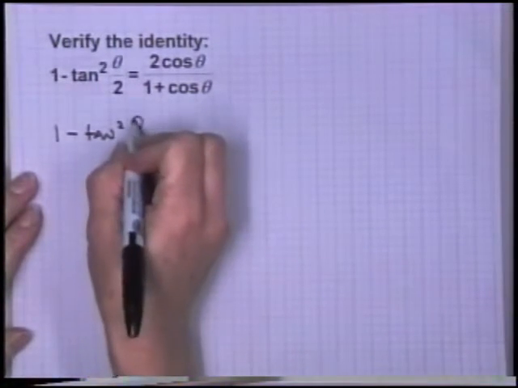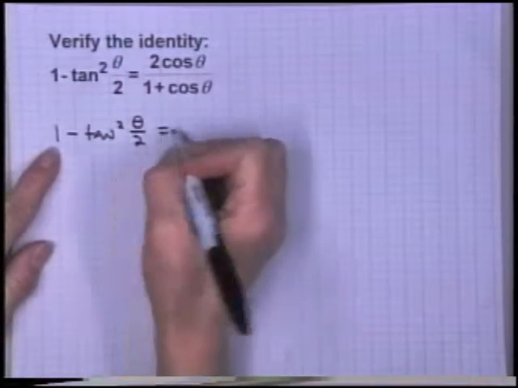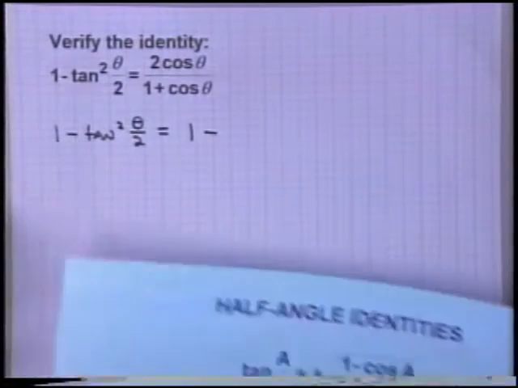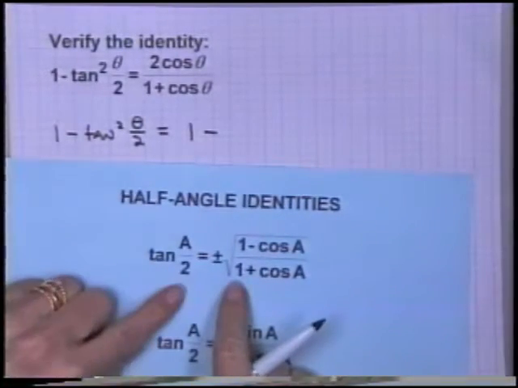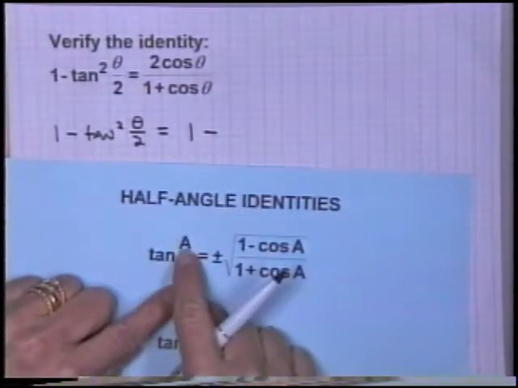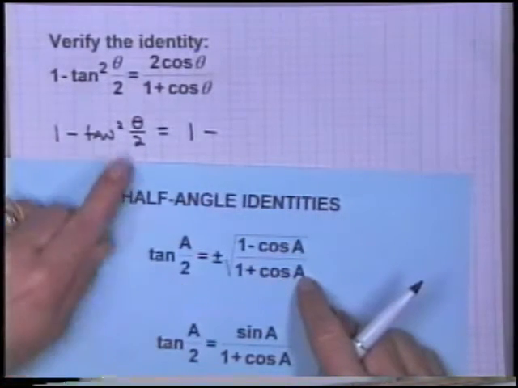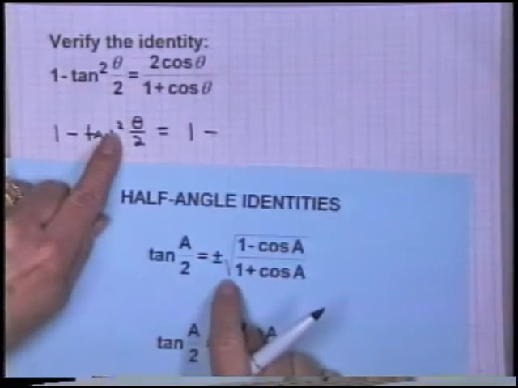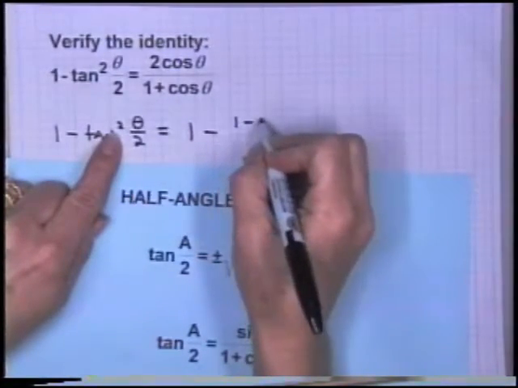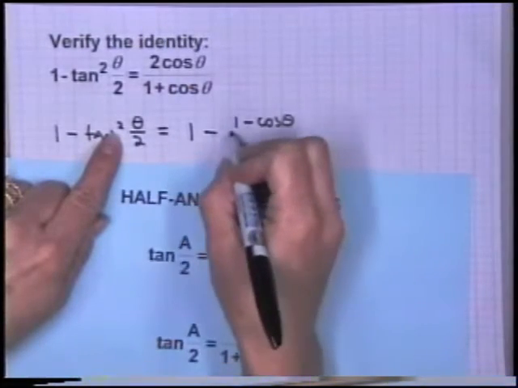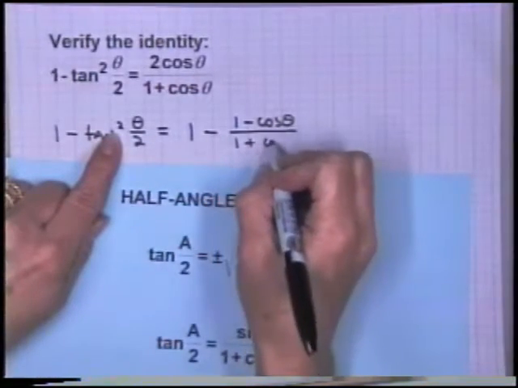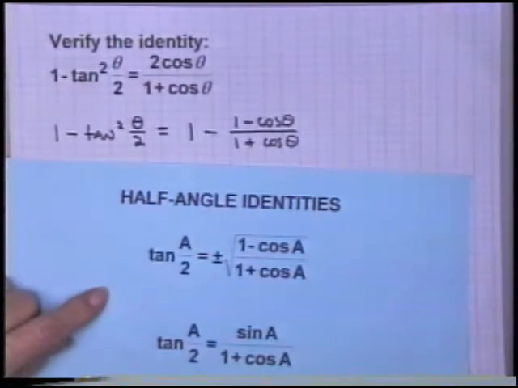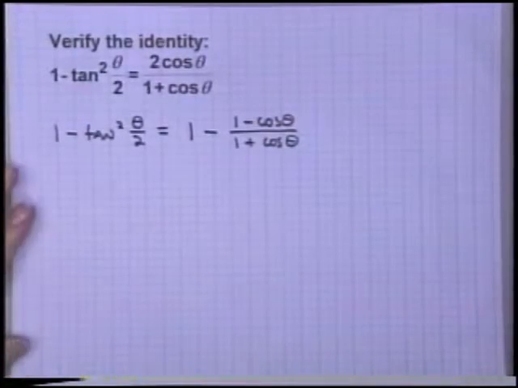1 minus tangent squared theta over 2 equals. Let's just bring down this 1 and our subtract sign. And again, let me slide this up here. We're using this identity where instead of a we have theta. So these will be thetas. Since I'm squaring, this will become positive and this square root will go away. So I will have 1 minus cosine theta divided by 1 plus cosine theta. Okay? So we've used this first identity.